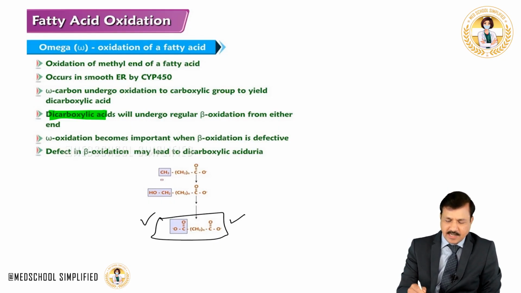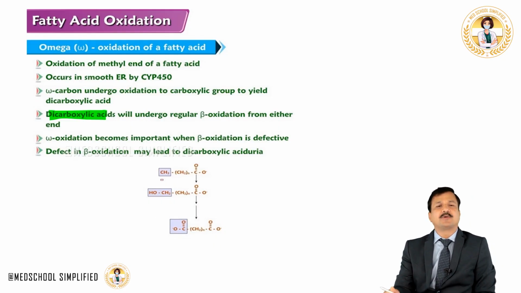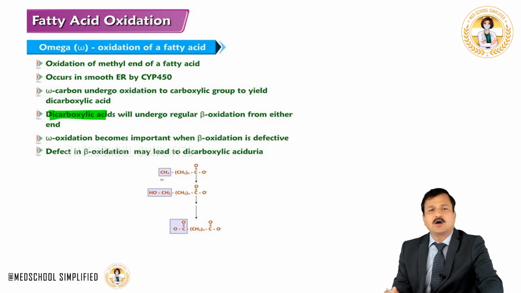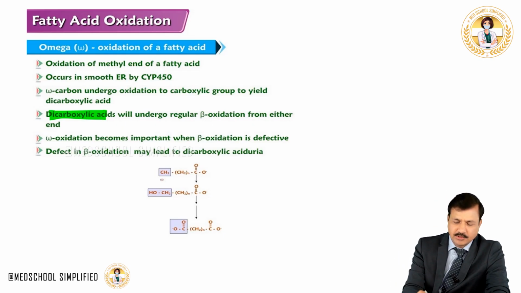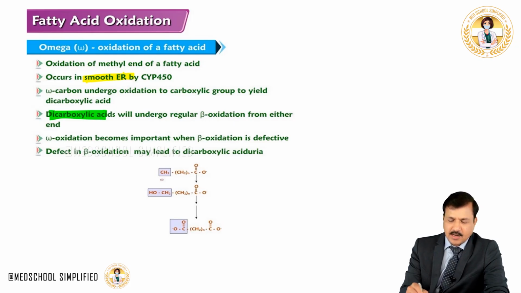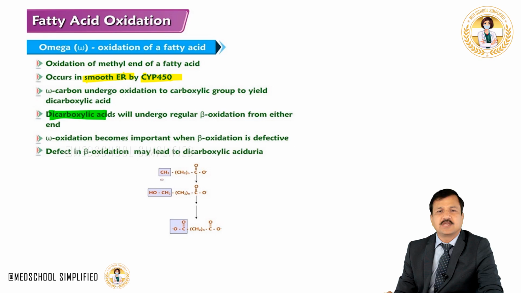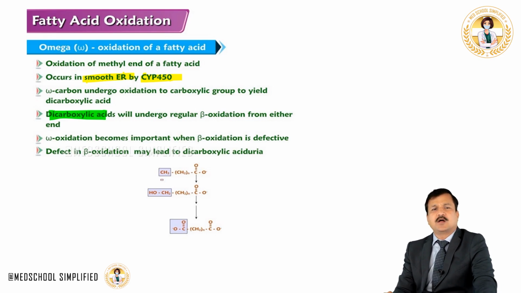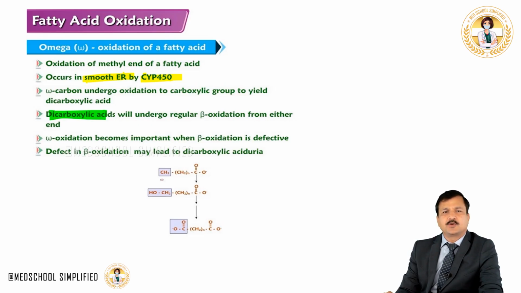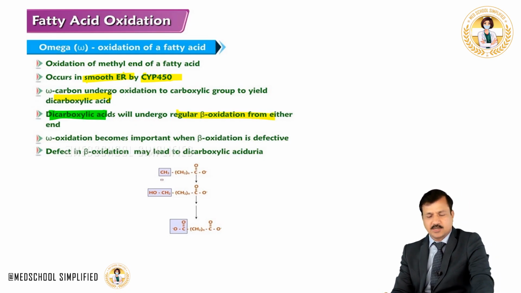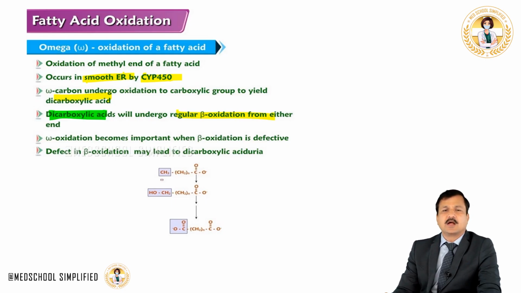And where exactly does this happen, and when are you going to see omega oxidation? Omega oxidation occurs in the smooth endoplasmic reticulum, and it is catalyzed by a cytochrome P450 monooxygenase system of enzymes. Here the omega carbon undergoes oxidation to a carboxylic group to yield a dicarboxylic acid, and these dicarboxylic acids will undergo regular beta oxidation on either end and release acetyl-CoA molecules.